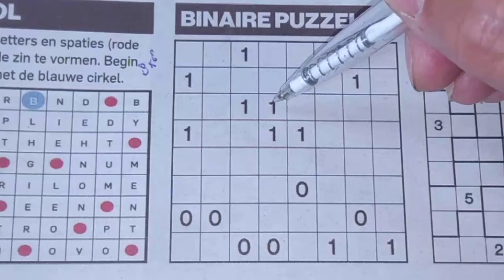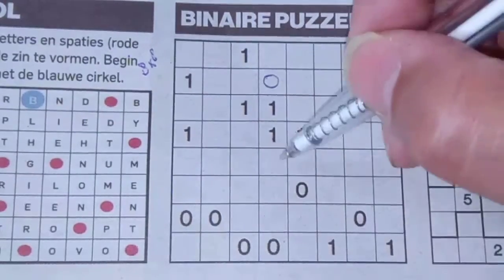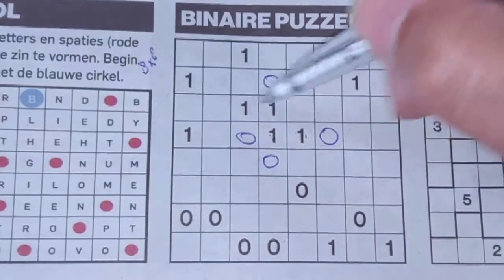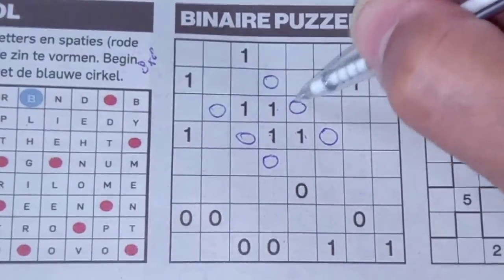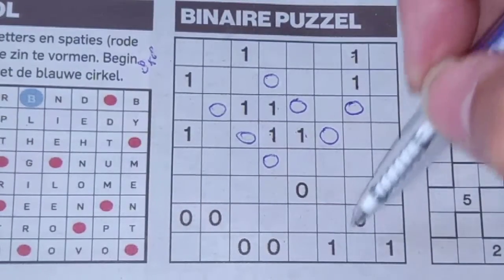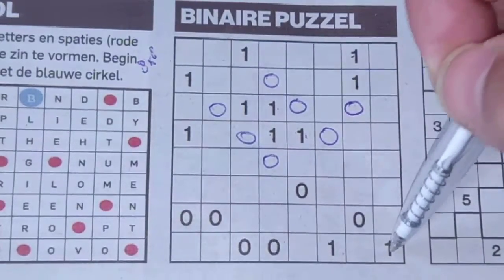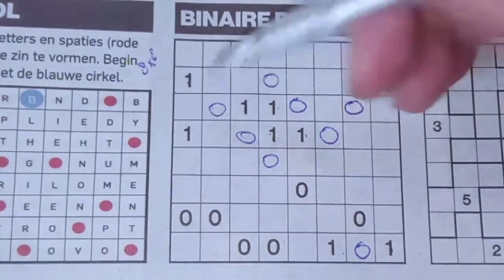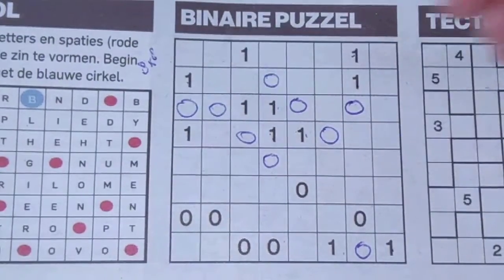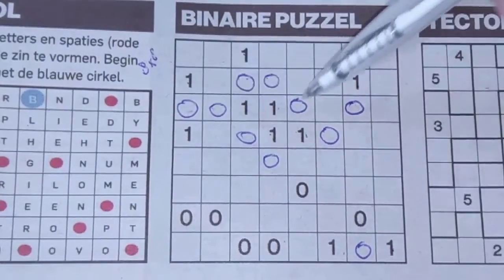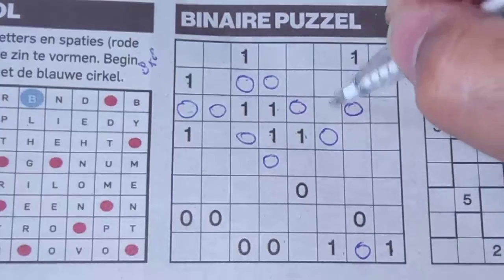We have a double 1 here, no, there, no. Double 1 here, no, there, no. Double 1 here, no, there, no. A double 1 here, no, there, no. Between 2 ones comes an O. Between 2 ones comes an O. Between 2 ones comes an O. We have 4 O's, so the rest are ones.